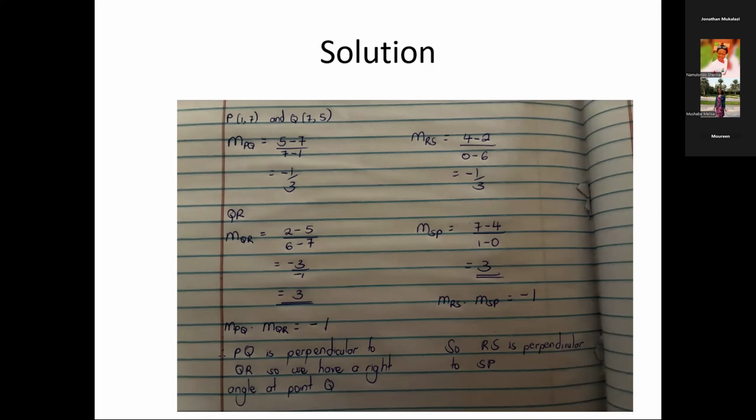1, which means that PQ is perpendicular to QR. So there's a right angle at Q. Same case as for RS and SP. Multiplying their gradients gave us negative 1. So that means also that RS is perpendicular to SP. I hope we're all at par.